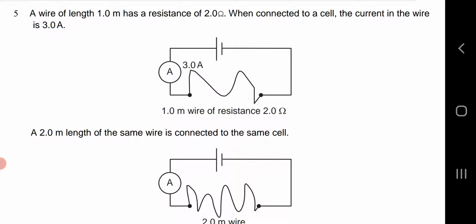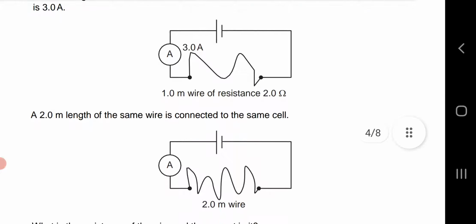If resistance becomes double, then the current will become half, because the relationship between the current and the resistance is an inverse relationship. So the resistance offered by the 2 meter wire is 4 ohm, and the current measured by the ammeter will be 1.5 ampere, that is half of 3 ampere.